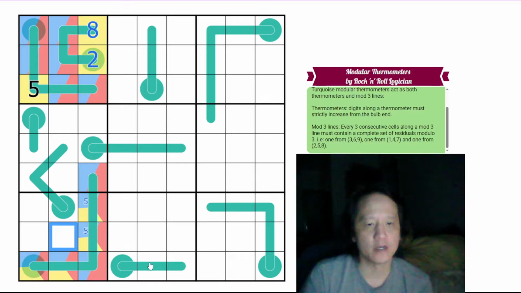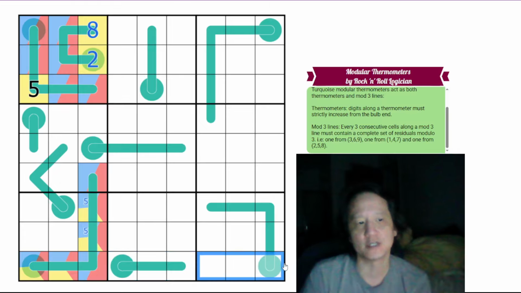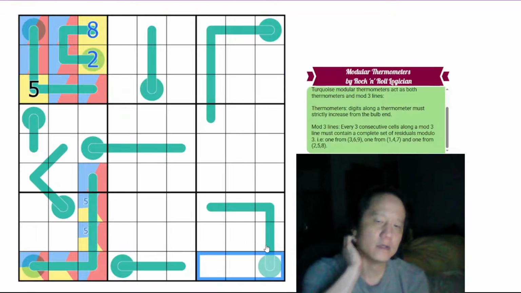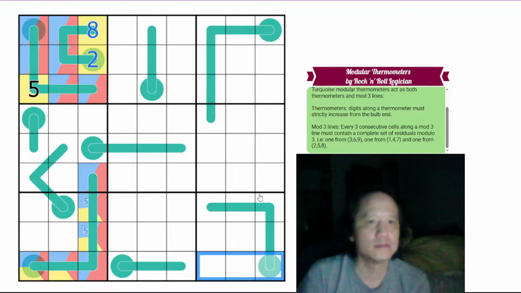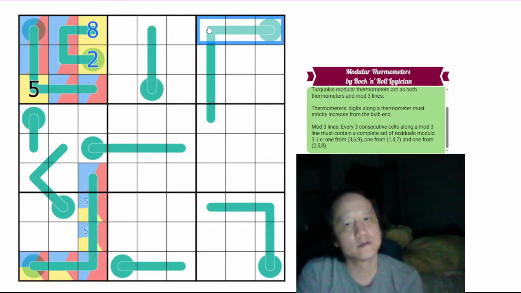What else do we have? We must have one of each set here. Okay. Does that tell us very much? I don't know. Maybe not. Let's see. This is one of each set.